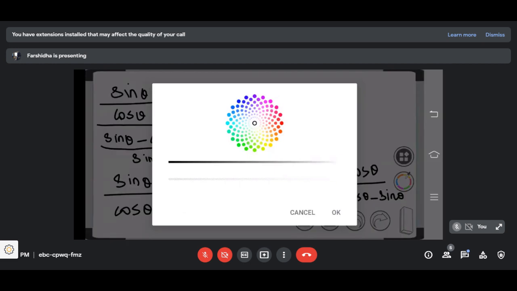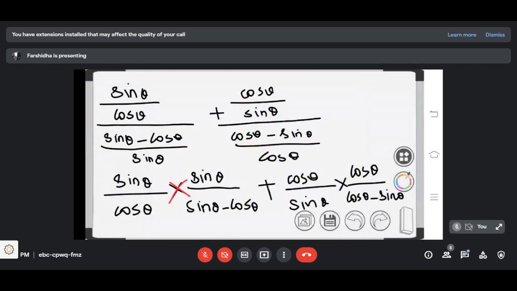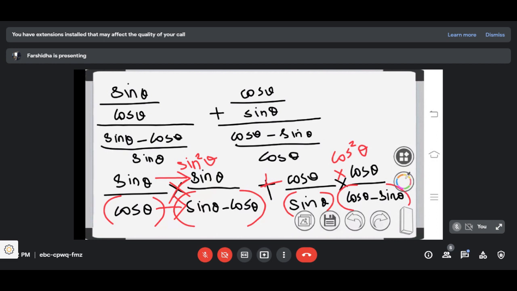Now we'll multiply it. See, the symbol here is multiplication. So we'll multiply all the numerators with the numerator and denominators with the denominator. See, sin theta into sin theta will become sin square theta. So denominator side you'll write cos theta into sin theta minus cos theta. Do not simplify it. Same way this side, cos theta into cos theta will become cos square theta divided by sin theta into cos theta minus sin theta. So we're going to multiply it.